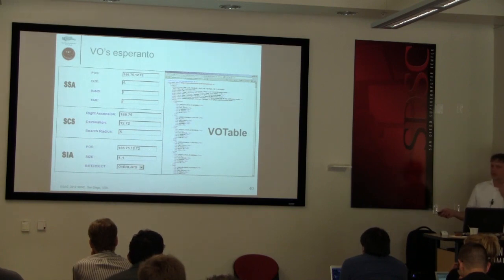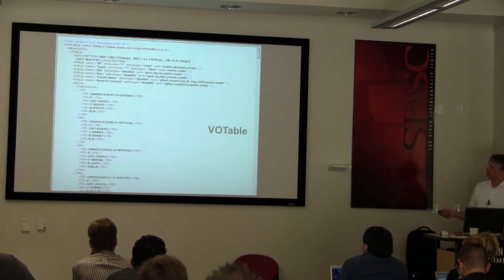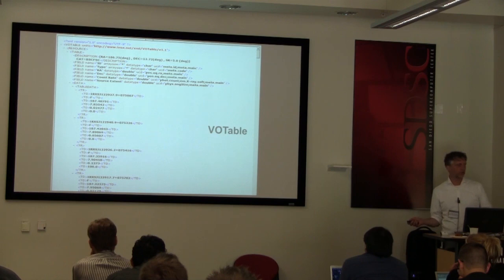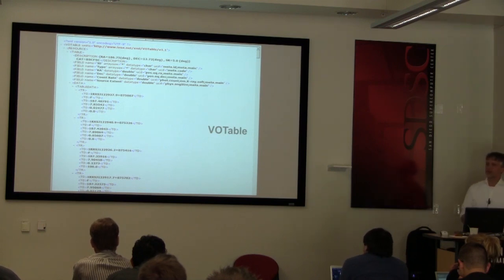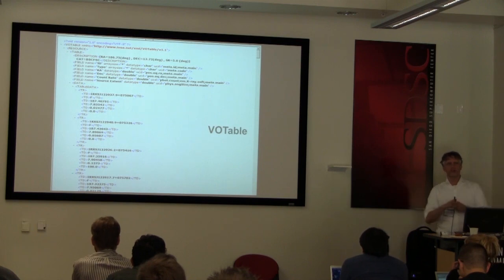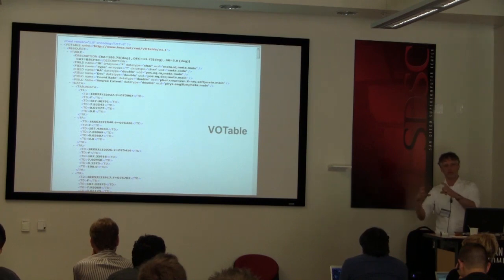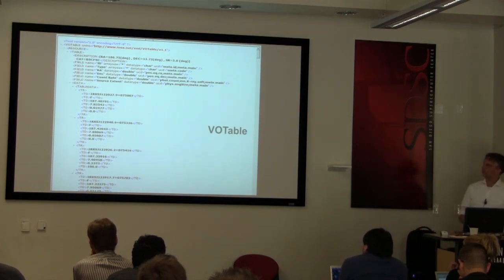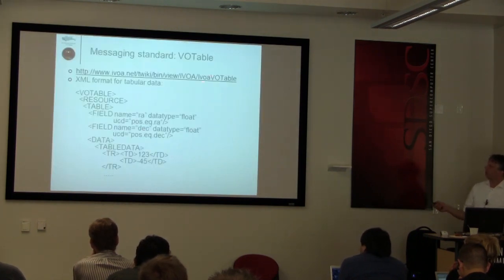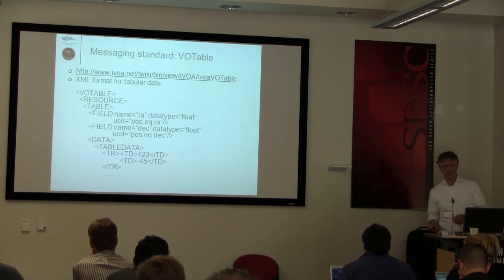In all these cases, once you click the button, what you will get back is a VO table. So this is an example of a VO table. I'll show a blow up later on. It's XML. In this case, what it will tell you is that every row in this table represents a thing that you were looking for: a spectrum that corresponds to your query, or an image, or a source. In a VO table, the main structure is pretty straightforward. This is the URL to the standard document. So producing XML is not so hard. Even Fortran can do that. Parsing it is generally harder.